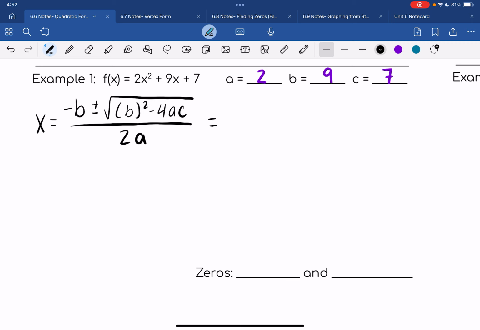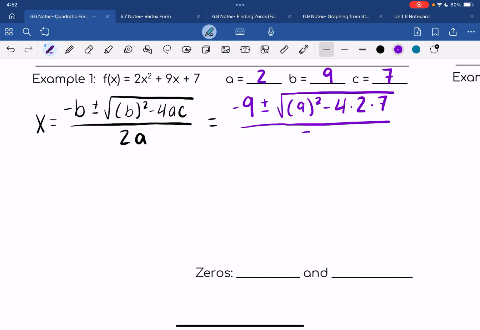So on the top of my fraction, negative b is going to be negative 9 plus or minus the big long square root of b squared. So that's going to be 9 squared minus 4ac, so that's going to be minus 4 times my a value, which is 2, times my c value, which is 7. So 4ac, all over 2a, so that's going to be 2 times 2 on the bottom of the fraction. Okay, so that's step 1, is just getting everything plugged in where it goes.